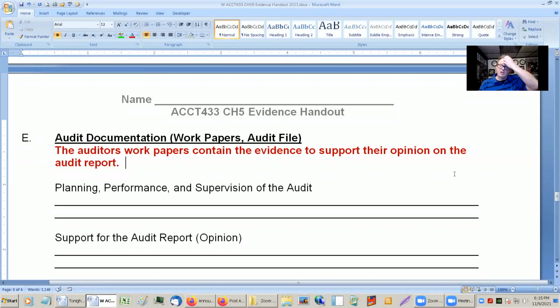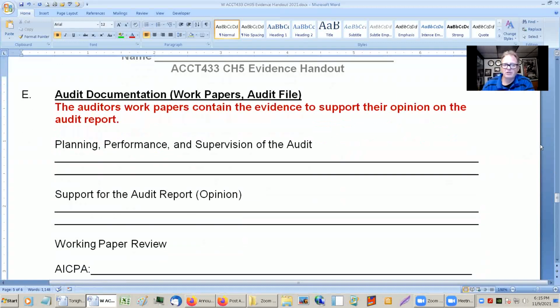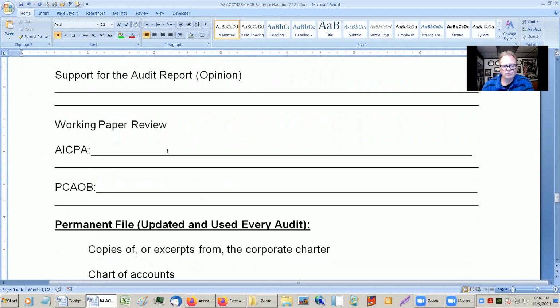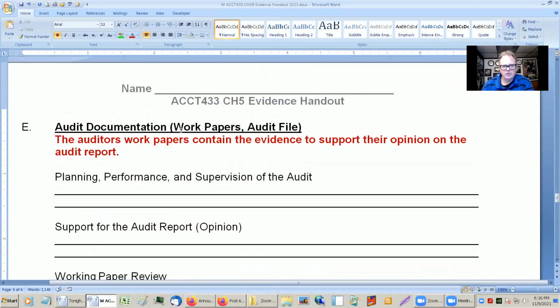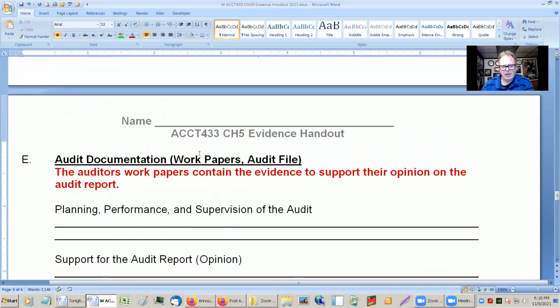Especially if a company's doing poorly, company goes bankrupt. There's no use suing the company. They don't have any money. They're bankrupt. The only people that have any money left are the auditors. So a lot of times you get sued that way. But the auditor's work papers contain the evidence that they have to back up their opinion. I think we talked about this before. The auditors own the work papers.